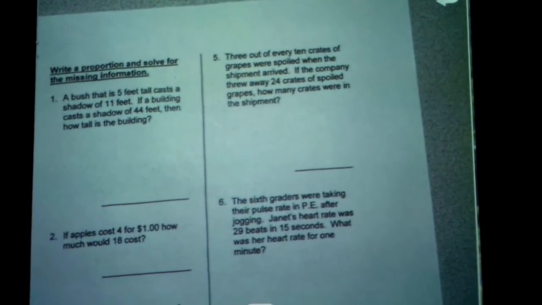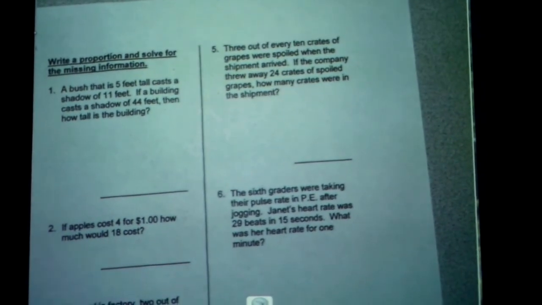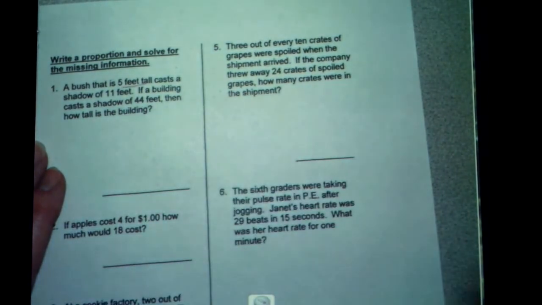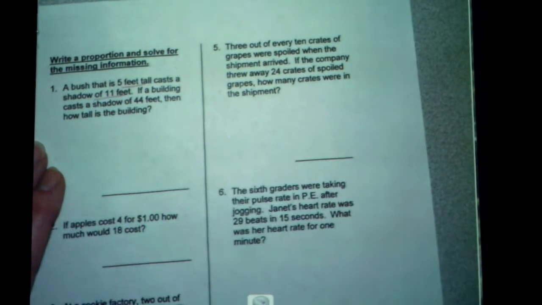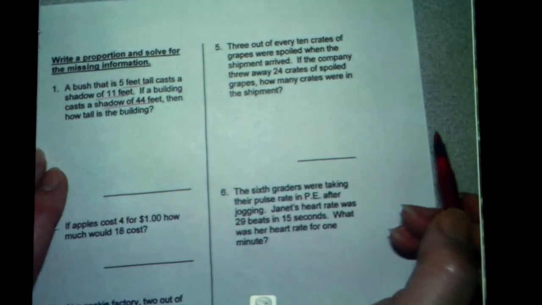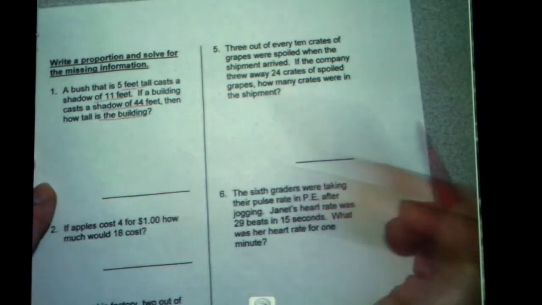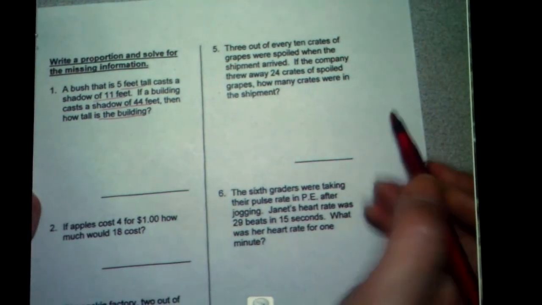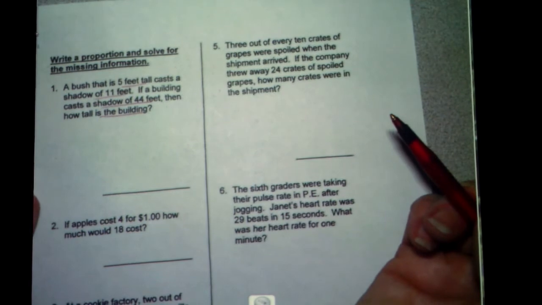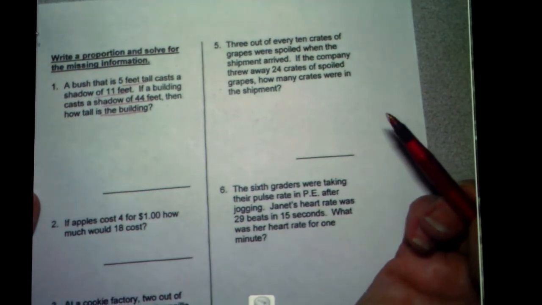Okay, to another. Okay, on this one, a bush that is 5 feet tall casts a shadow of 11 feet. If the building casts a shadow of 44, then how tall is the building? Okay, I have to be careful because everything here is talking about feet. So when I get ready for my words, I need to go back and see what I'm talking about.